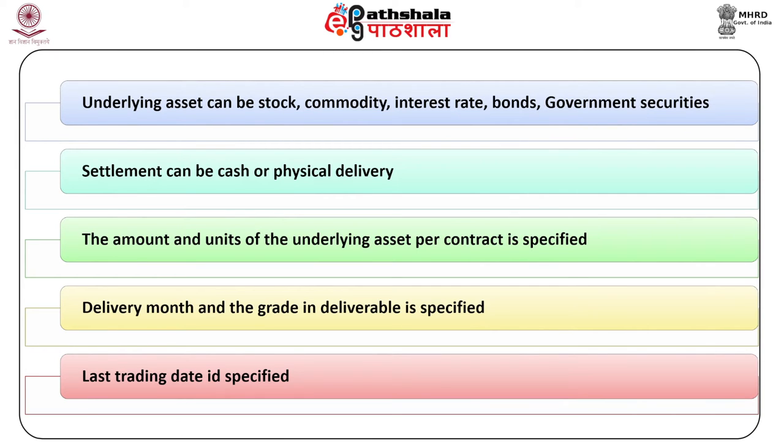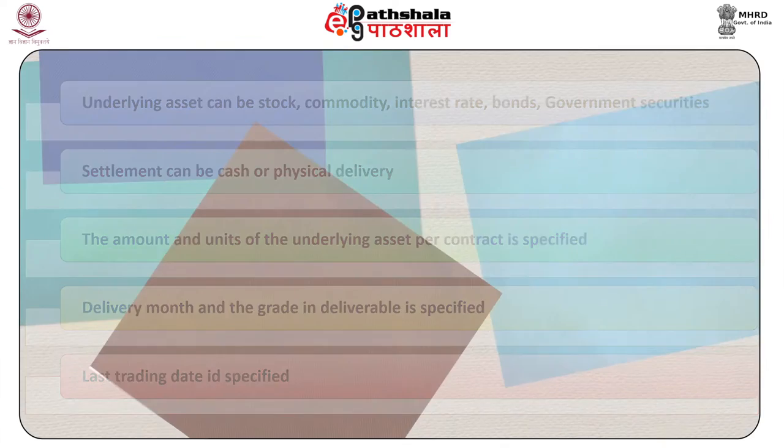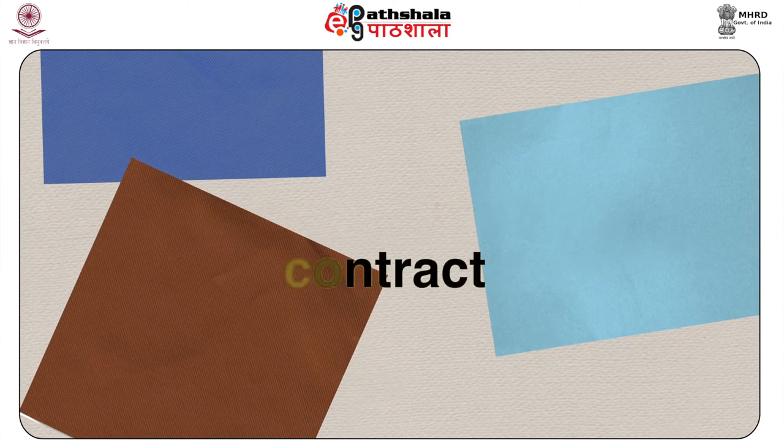The amount in units of the underlying asset per contract is specified. Delivery month and the grade that is deliverable is specified. Last trading date is specified. Features of the futures contract.